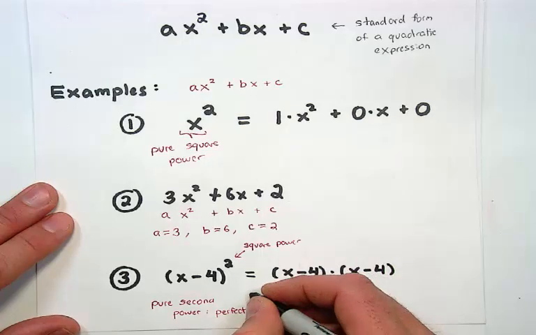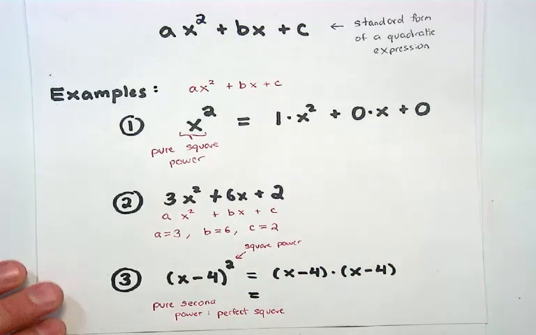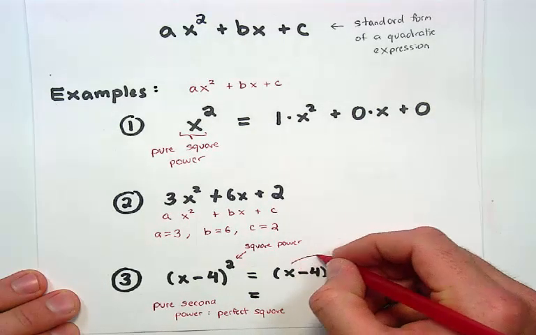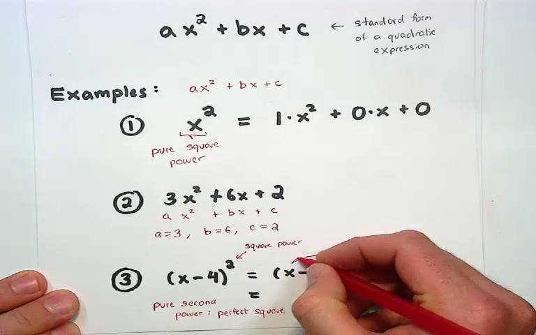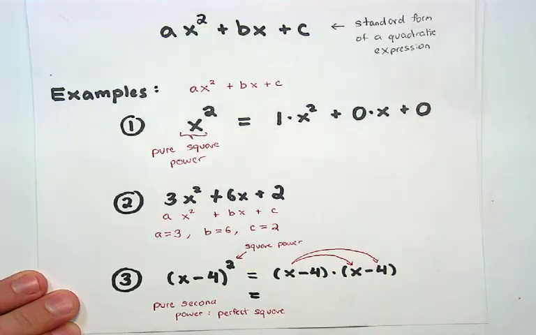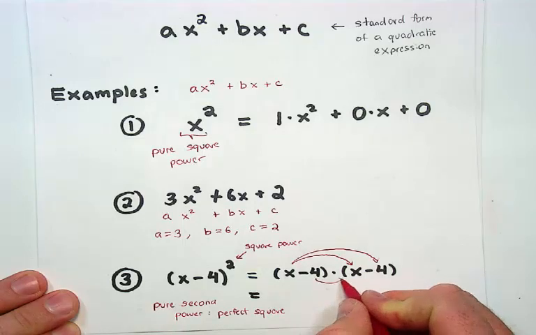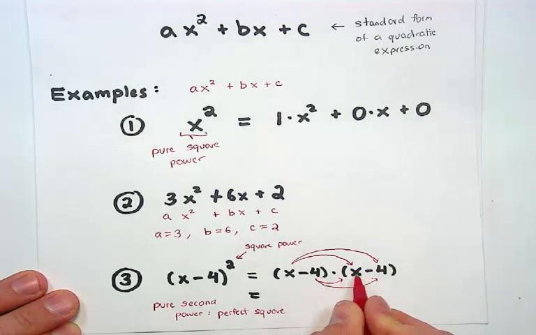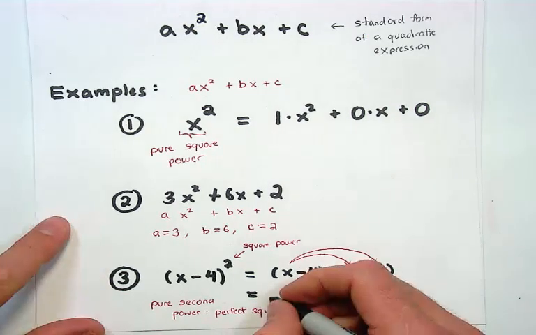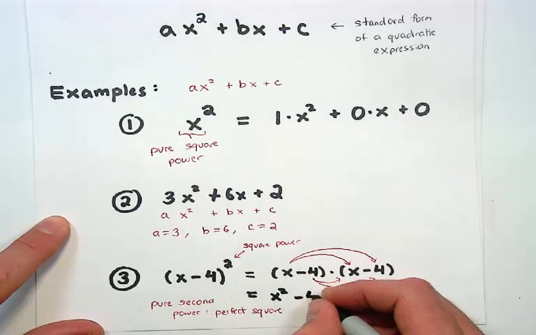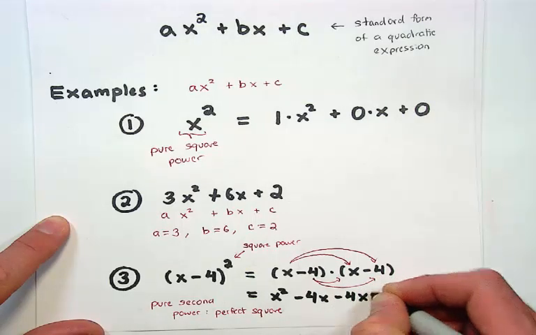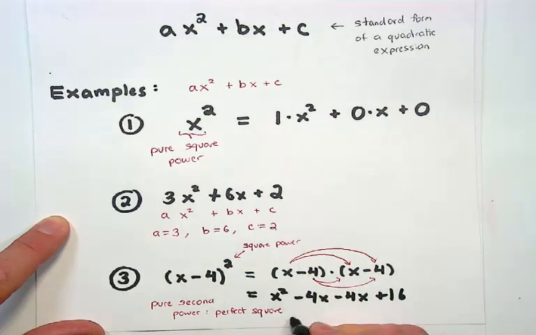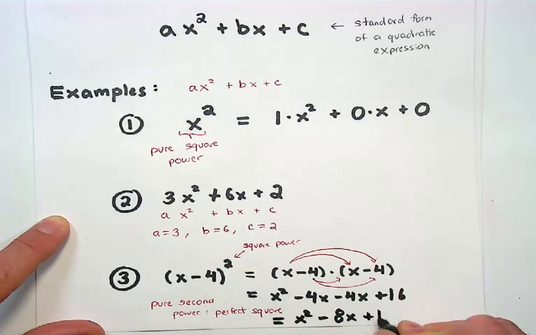And then we had this really, really famous rule, I think we call it saran wrap or foil or something like that, where we say, okay, let's go ahead and distribute like this. So we said first, outer, inner, last. And in this case, we had something like x squared minus 4x minus 4x plus 16. And we could write that whole thing as x squared minus 8x plus 16.